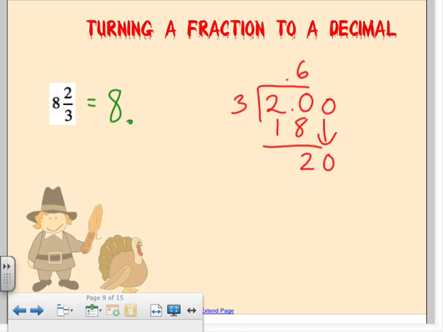And then I notice, look, I'm going into 20 again. So no matter what, since I'm going into the same number, as soon as you notice you're going into the same number, your number is what we call repeating, okay? So it's going to be 6 again and again and again, no matter what you do, because you keep bringing down the 0. 3 is going to go into 20 six times no matter what. So the way that you show that that's repeating is you put a line over top of it. So this is 8.6 repeating. 8 2/3 is equivalent to 8.6 repeating.